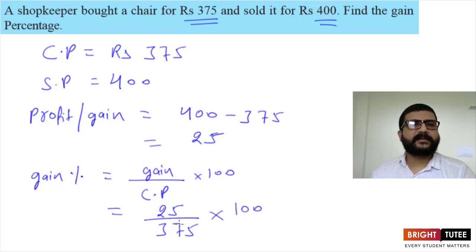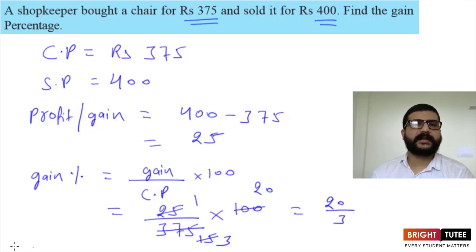Now can we simplify this? Yes, we can do that. 25 ones are 25 and 25 into which number will give us 375? It will be 15. 25 into 15 will give us 375. Now we are having 100 upon 15. We can simplify this further. 5 into 20 will give us 100 and 5 into 3 will give us 15. So this becomes 20 upon 3.